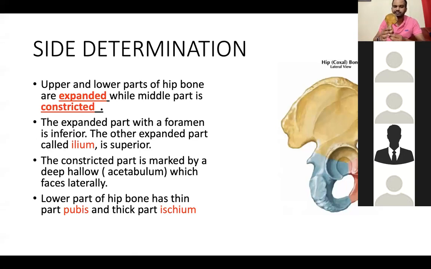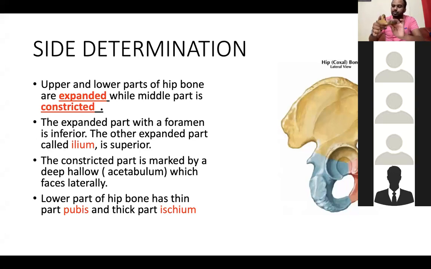What is the third point? Pubis posteriorly, ischium anteriorly. Now here what is happening? The ischium is facing anteriorly. The pubis is facing posteriorly. Yes or no? Now, if I make pubis anteriorly, ischium posteriorly, now the pubis is facing anteriorly, ischium is facing posteriorly.